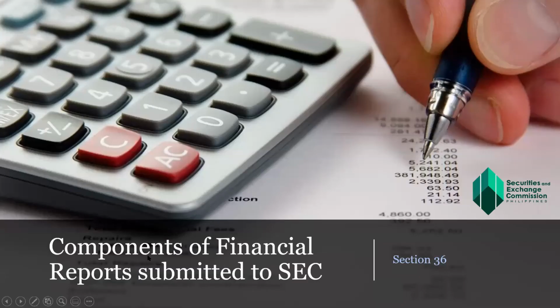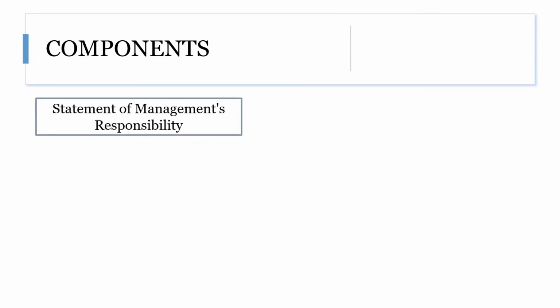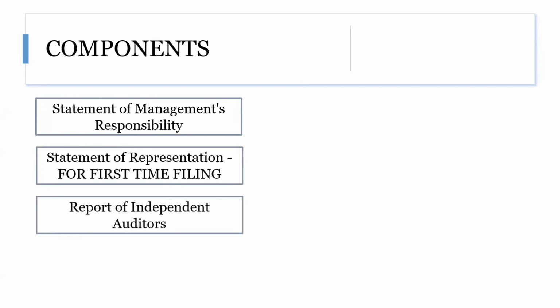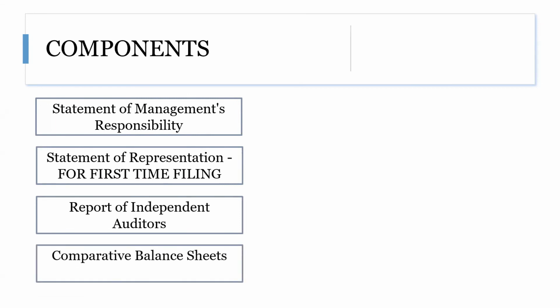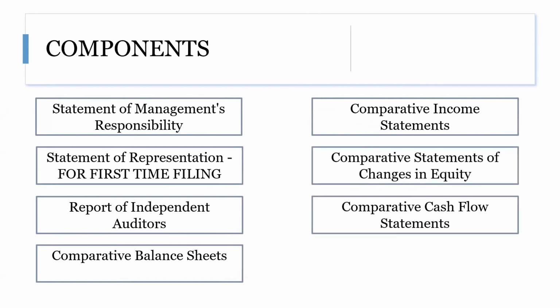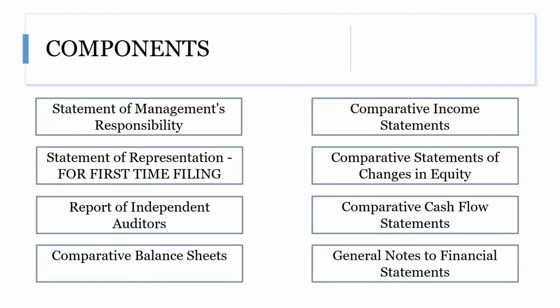So, we're down to our last section, which is yung components ng financial report submitted to SEC. So, what are the components? Report submitted. You have the statement of management's responsibility, the statement of representations or for first time filing, the report of independent auditors, comparative balance sheets, comparative income statements, comparative statements of changes in equity, comparative cash flow statements, and yung notes to financial statements.